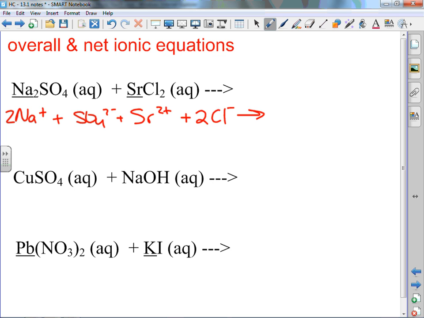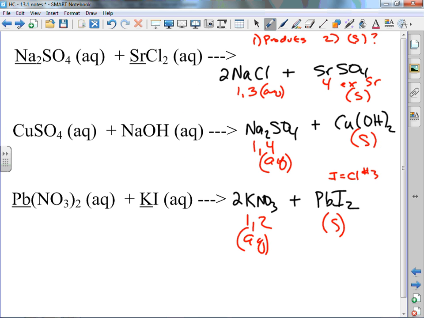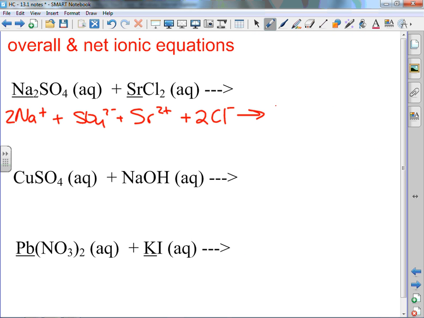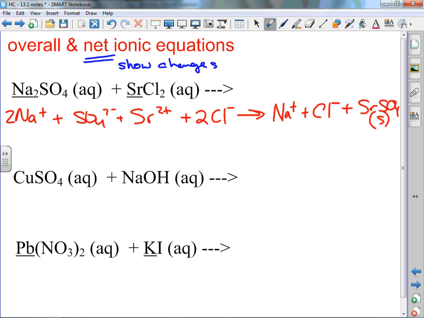And again, if we go back to what we learned here, here's our 2 products, salt and sodium sulfate. Salt was aqueous, and then strontium sulfate was a solid. So there's our overall ionic. Now, our net ionic, we're only going to show what changes.